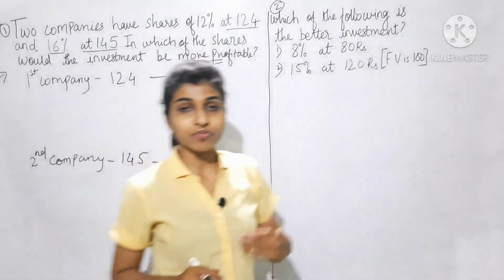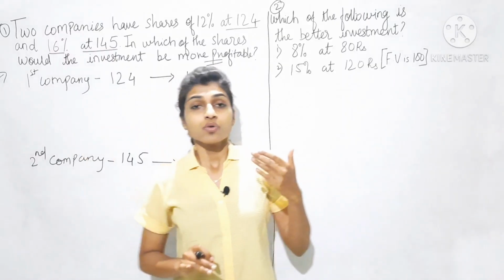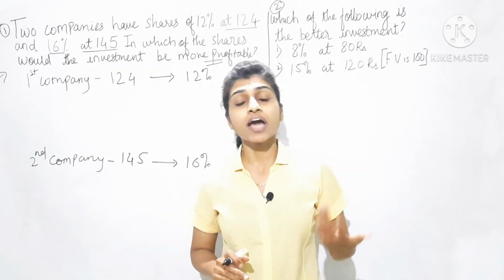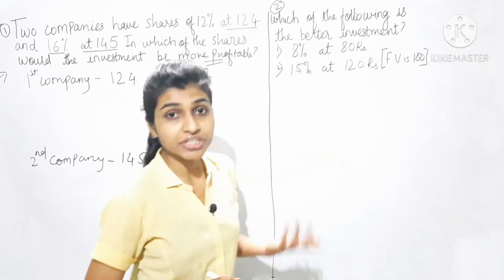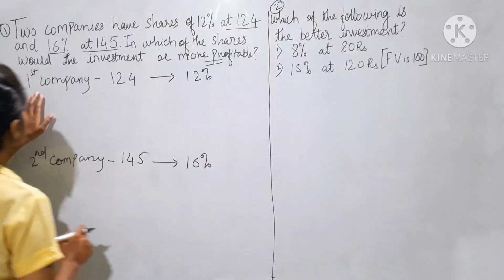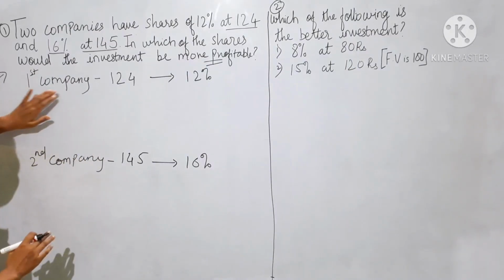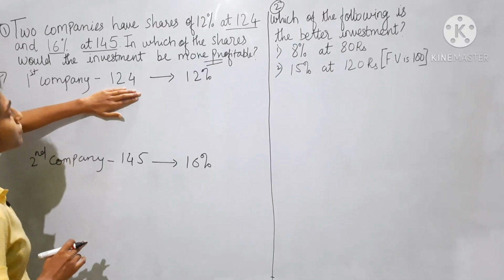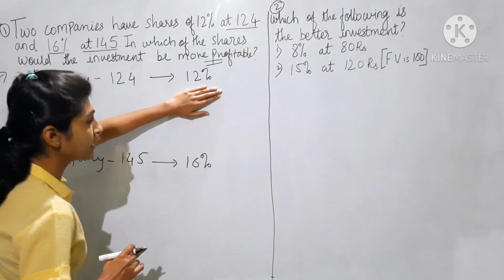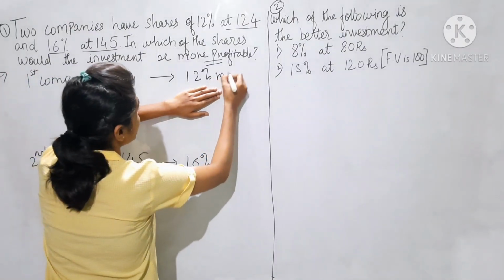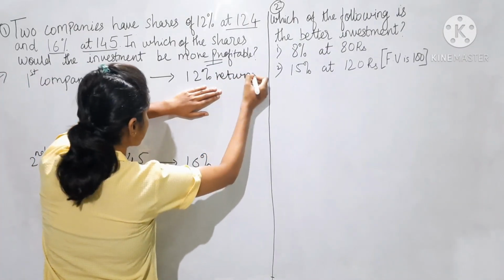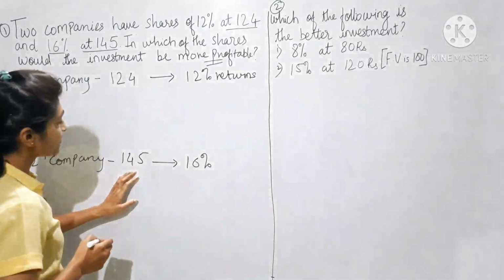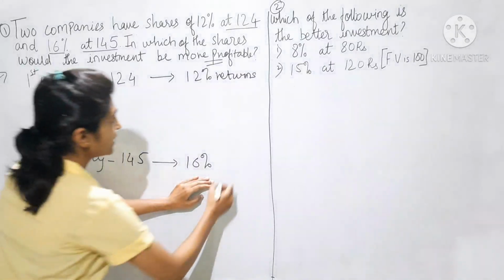Now for the first company, for 124 rupees we are getting 12%. Then for 100 how much return will we get? We have to find that. So now the solution: first write down the first company, 124 rupees is the market value, and on this 124 rupees we are getting 12% return. This 12% is the return. And second company, 145 rupees, on 145 rupees we are getting 16% return.